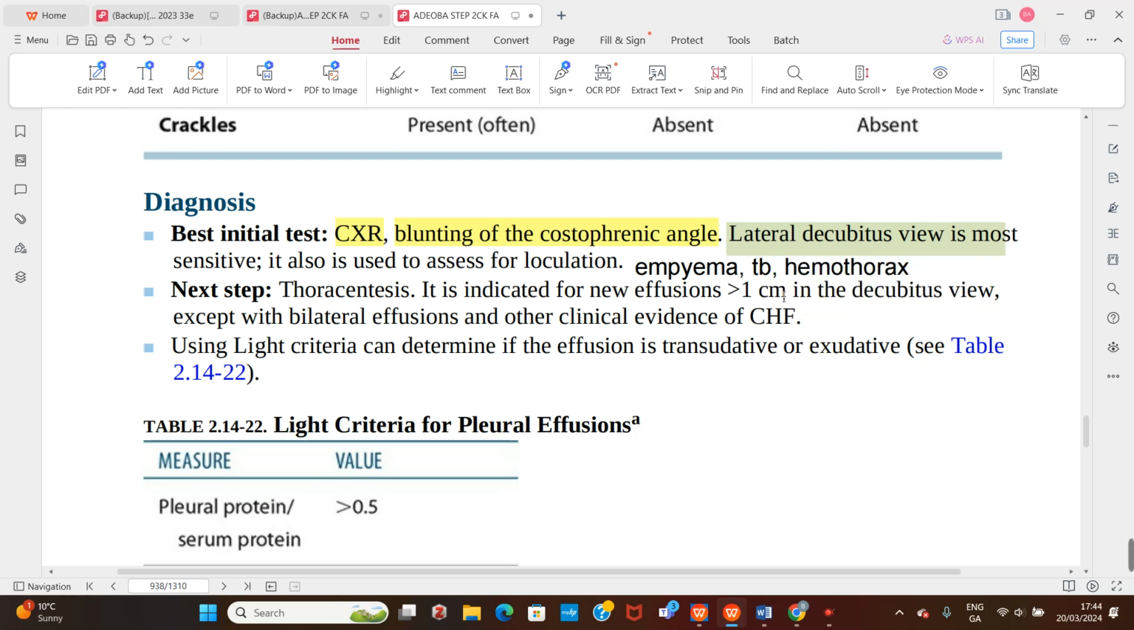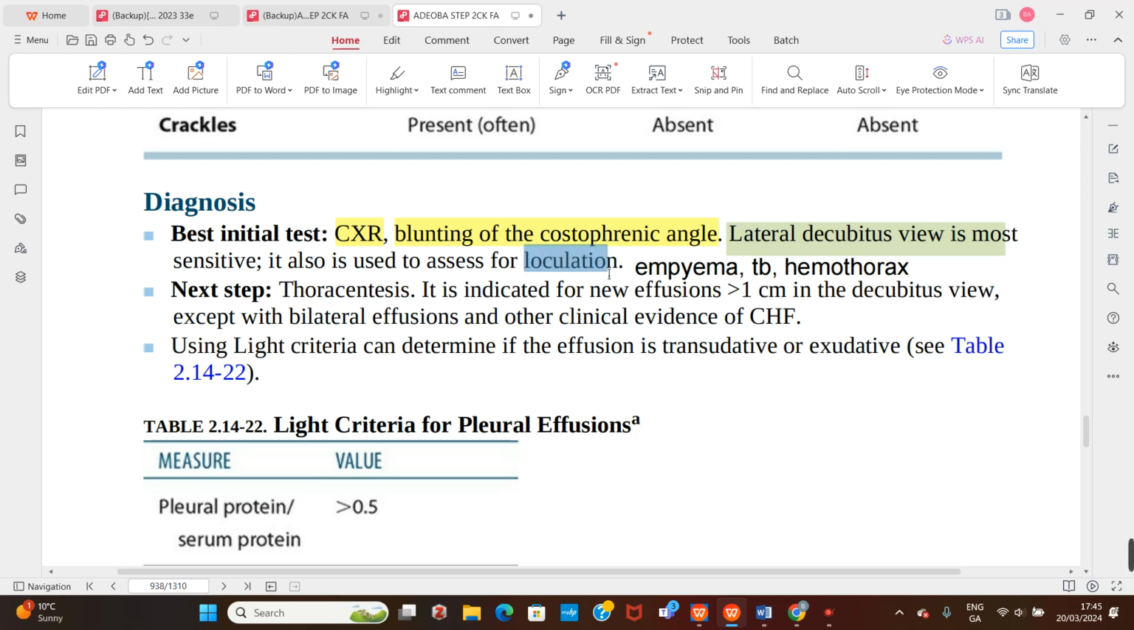Sometimes it might not layer when there is loculation, because loculation means that the effusion has fixed, it has adhered to the wall. So you'll be seeing septations, you'll be seeing compartmentalization, and you will not be able to gravitate that fluid when you tell the person to shift to the lateral decubitus, because the effusion has kind of gummed itself to the pleural space. But lateral decubitus view is very good. You can easily see effusions that are even small, and then you can assess for loculation.